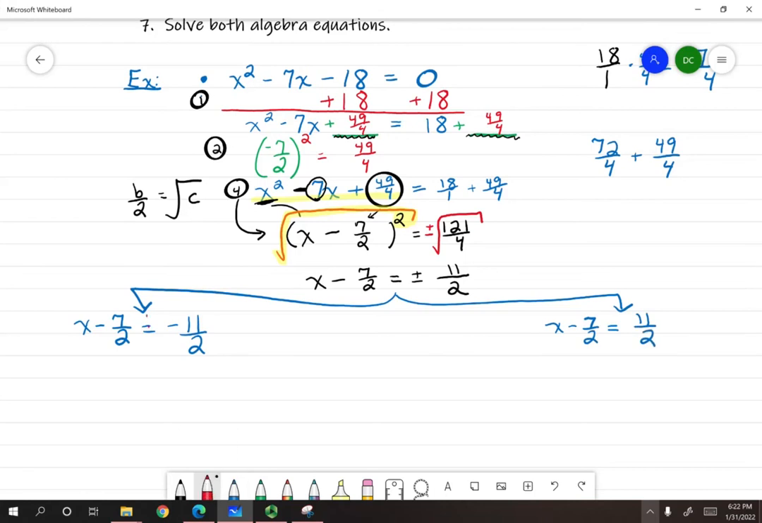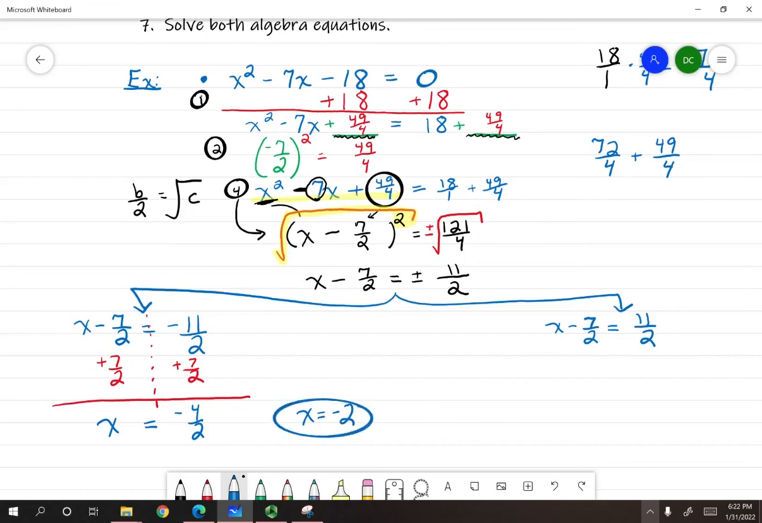I'm going to add 7/2 to both sides. And if I do that, I get x equals, this is negative 4/2, so that means x equals negative 2. Likewise, I'm going to add 7/2 to both sides here. If I do that, I get x equals 18/2, which is 9.